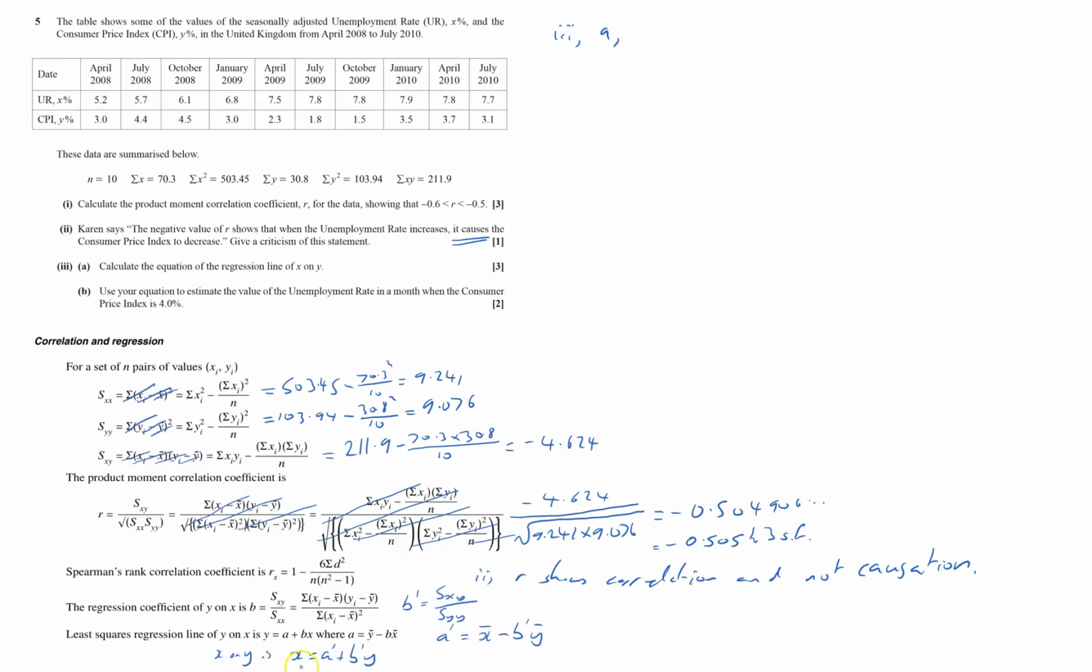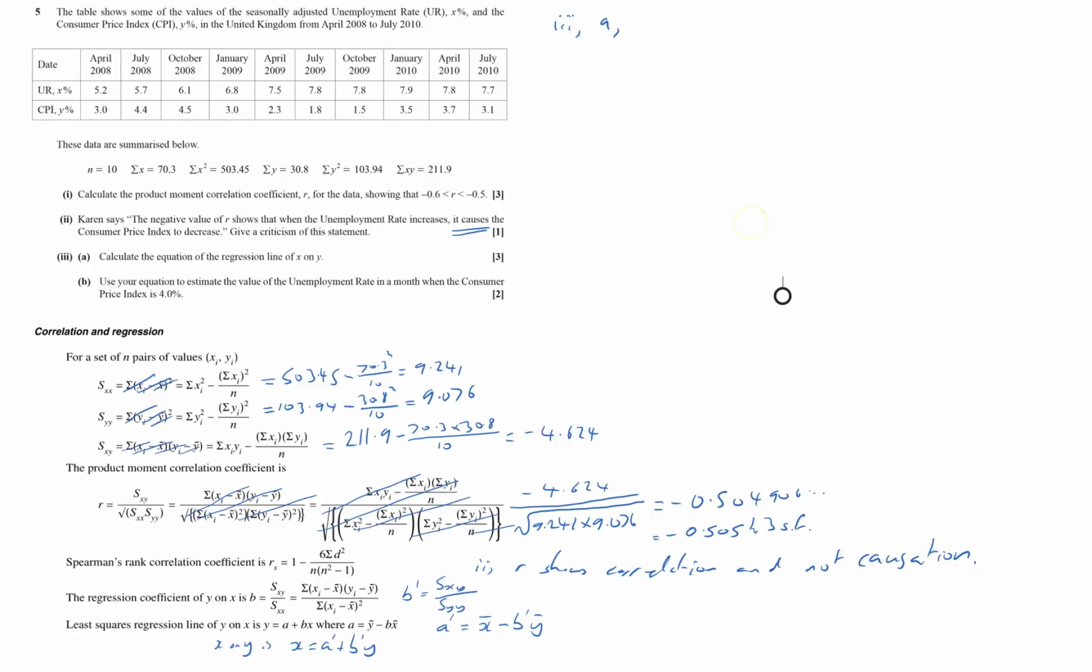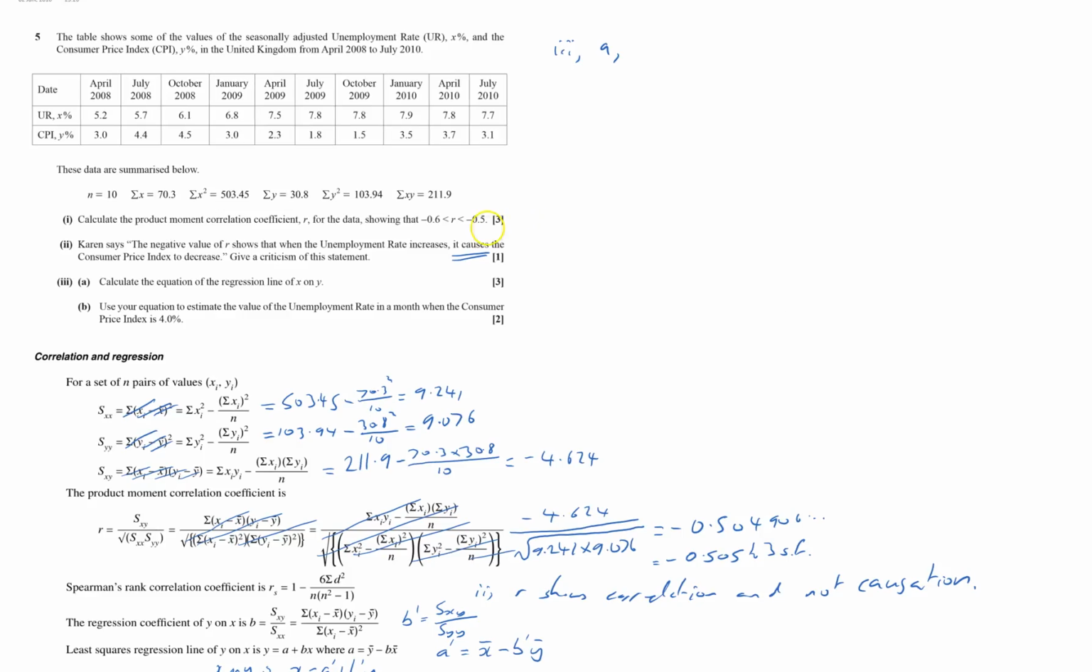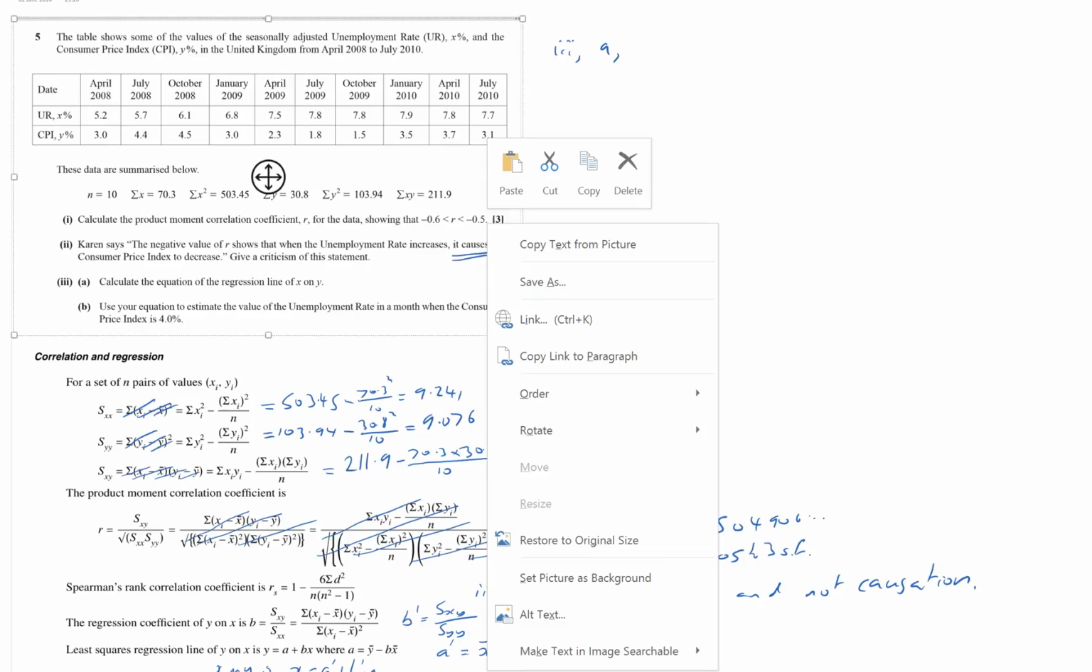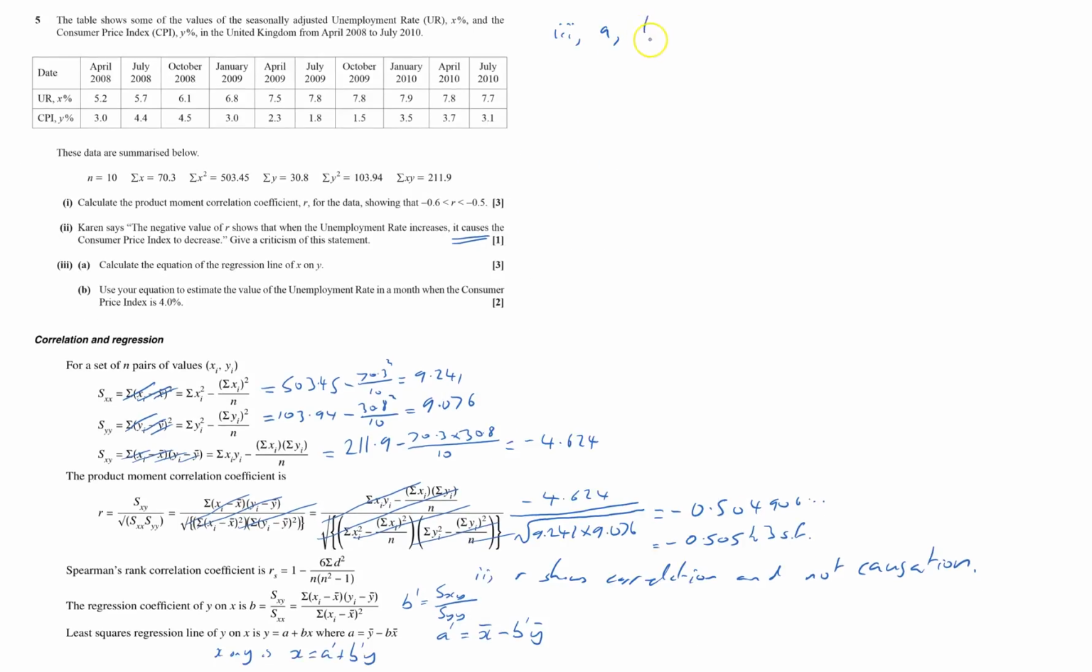I'm trying to get x equals this bit. In order to work out what that is, I need to know what a is. But in order to work out what a is, I need to know what b is. So the first thing I've got to do is work out what b is. I'm doing it up here. So b dash equals sxy over syy, which is minus 4.624 over 9.076, and that equals minus 0.509.